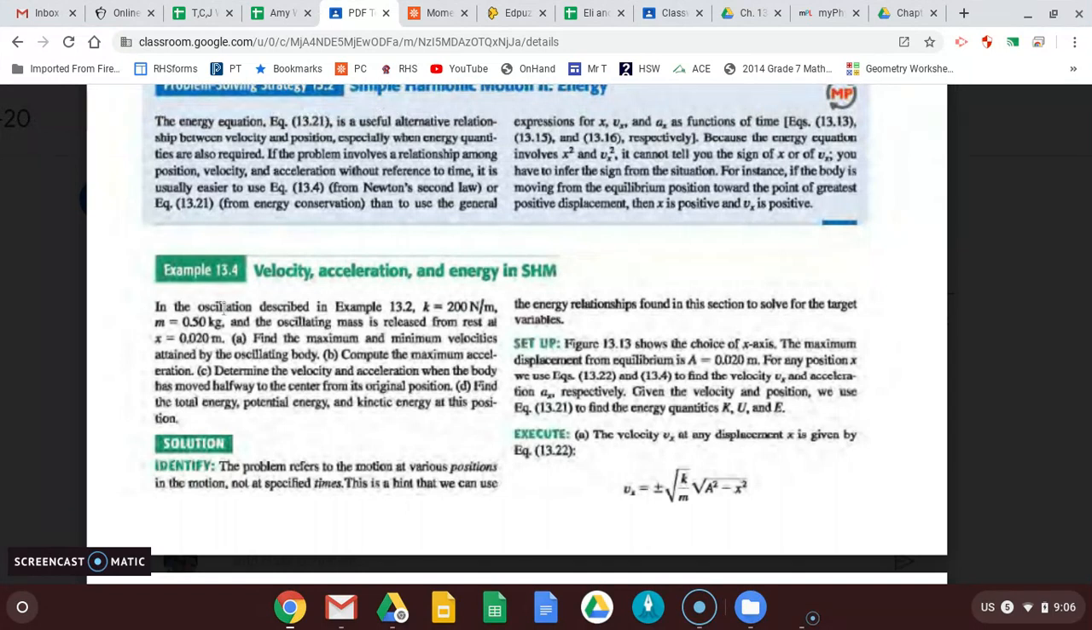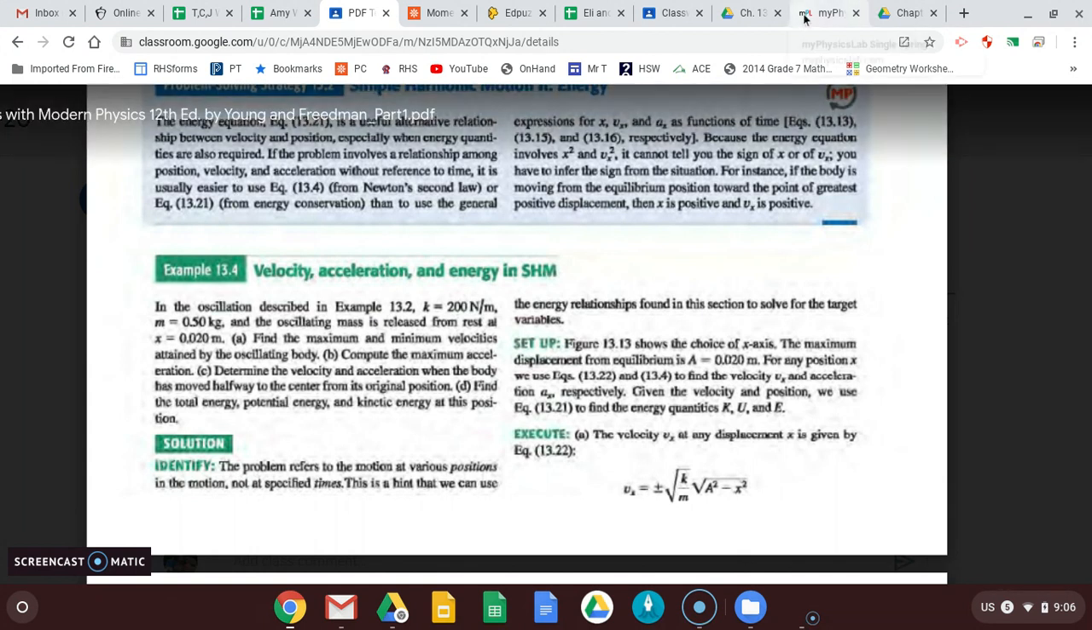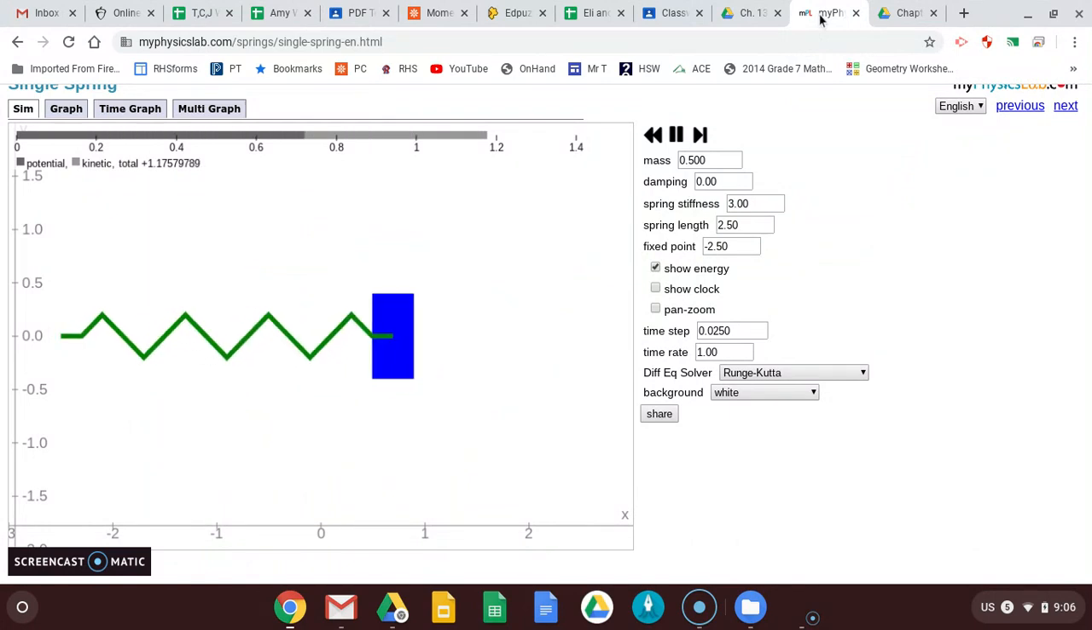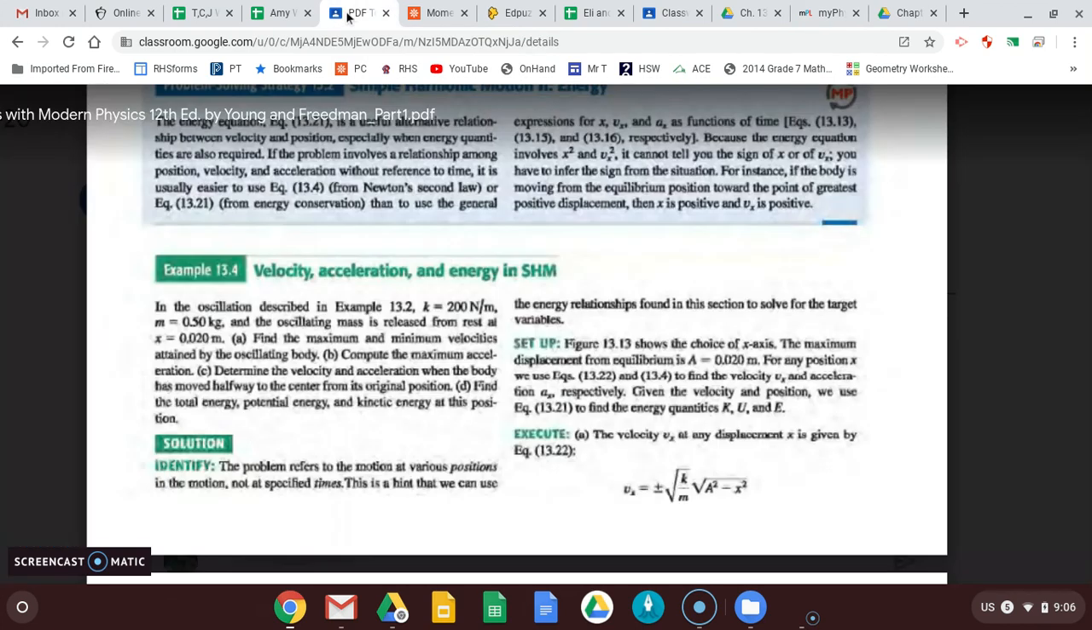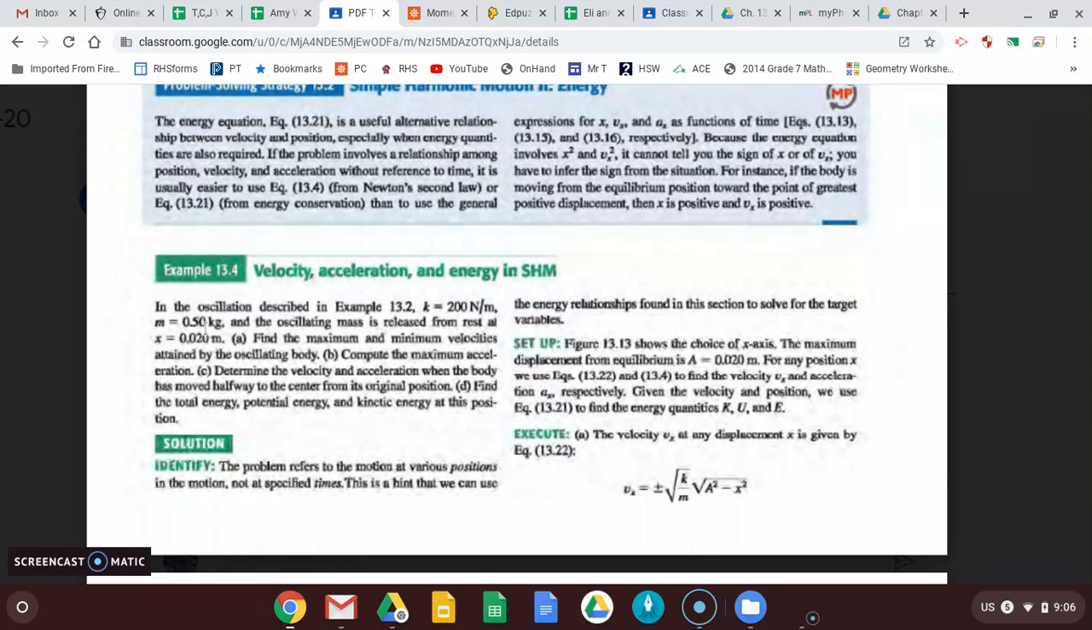So looking over the problem, it says in the oscillation described in example 13.2, that again would be something like this. Something oscillating back and forth, a horizontal spring. We have a spring constant of 200 newtons per meter, a mass attached to it of 0.5 kilograms, and the oscillating mass is released from rest at x equals 0.02 meters. Now, since it's released from rest at that position, that automatically is the amplitude, we'll see.